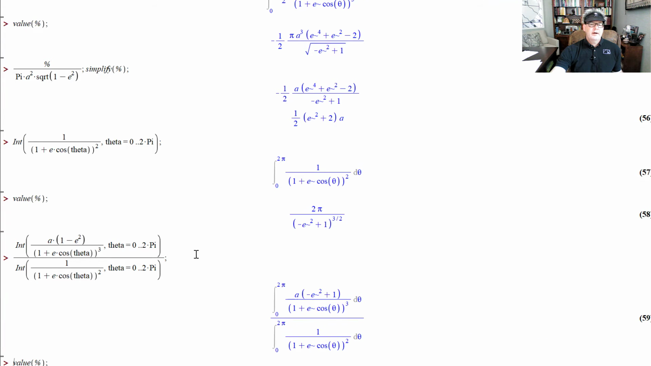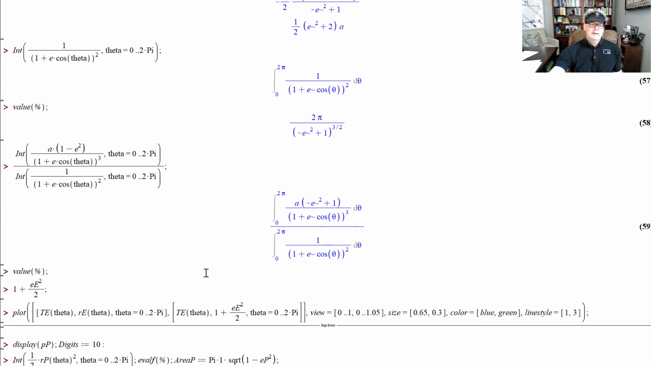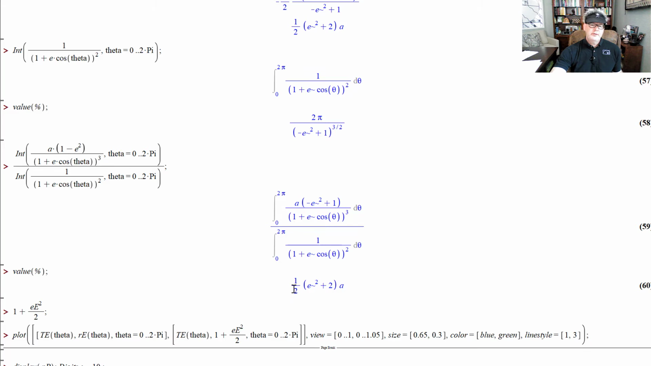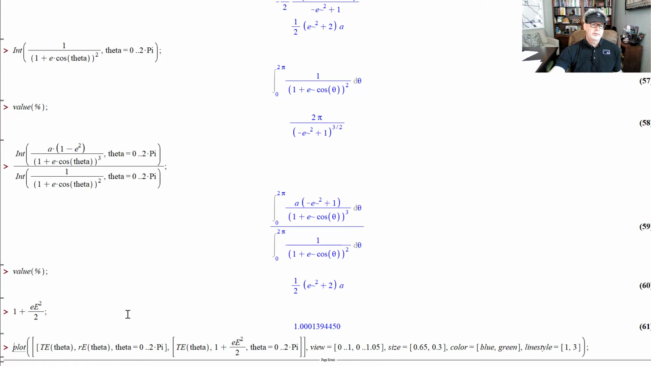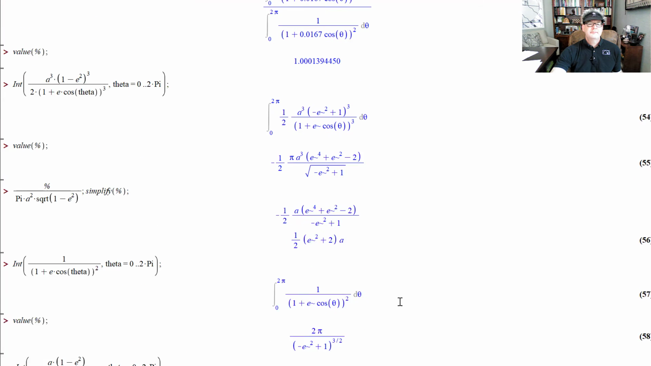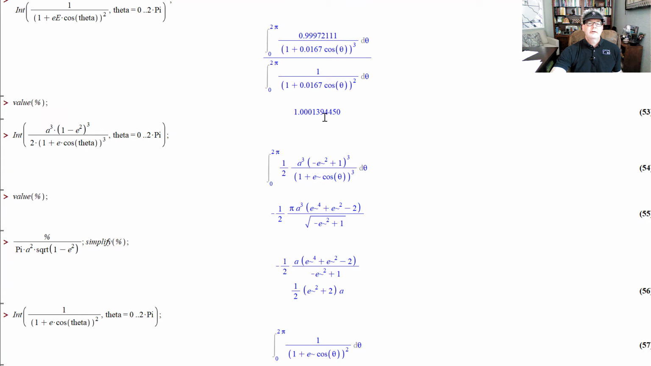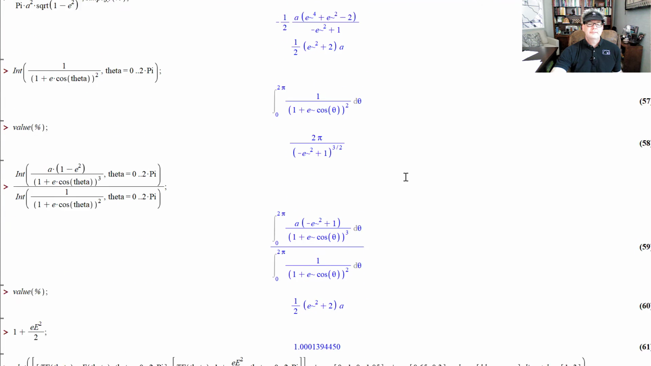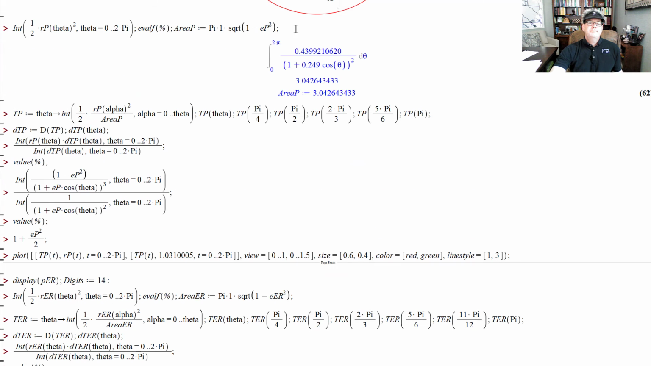r cubed divided by r squared. Again, I simplified this part. This would be cubed, but divided by the square, so it simplifies to just that. But of course, we get the same thing. If you distribute that 1/2, it's 1 plus e squared over 2 times a. And if a is 1, it's 1 plus e squared over 2. So that's the same number I had here, 394450. For Pluto, then, there's the area of the ellipse.